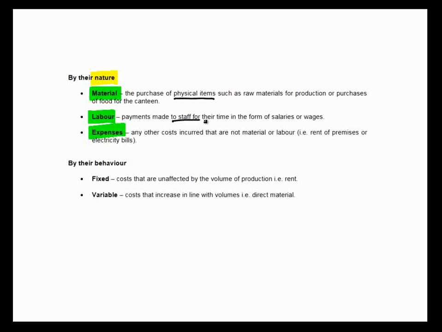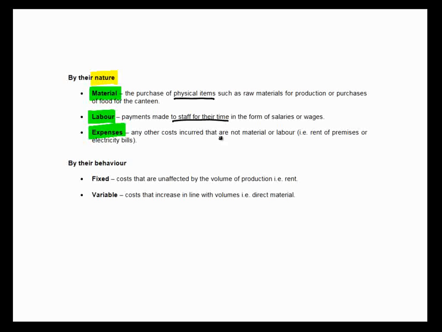Labour is when you're paying staff for their time. So paying the production workers to build the cars, that would be labour. Paying the sales director for his time, that would be labour. Paying the delivery van drivers, that would be labour. So labour is paying staff their time.